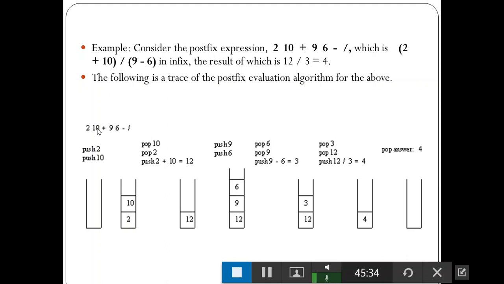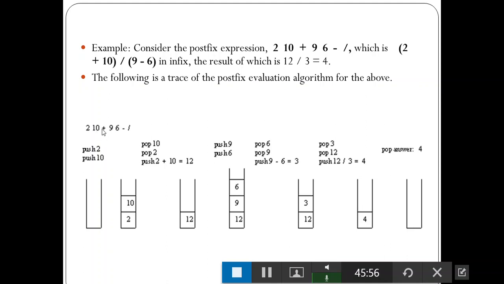Okay, and then 10 is also an operand. Okay, push it into the stack. 10, 2 and 10, we have it here into the stack. Now you see what we got. We get plus. Okay, as soon as you get the operator, plus is an operator, right?